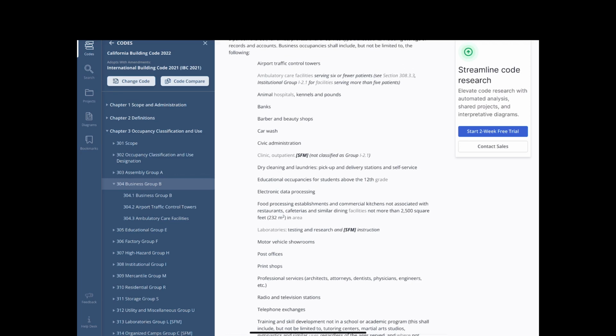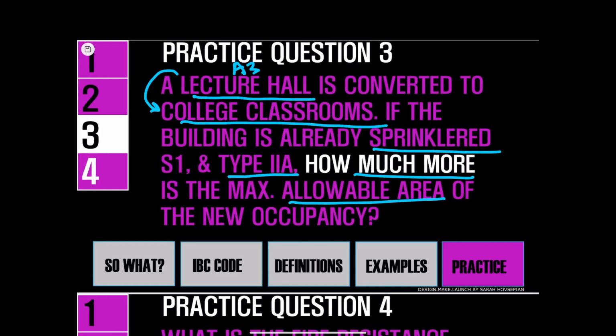So that's kind of a tricky question because you would think that anything educational related would be a group E occupancy, but in this case, it's not. Anything above the 12th grade would be a group B for business occupancy. Let's go back to our other screen and write that down. So college classroom, I'm going to write B here. So we're going from an A3 to a B occupancy.